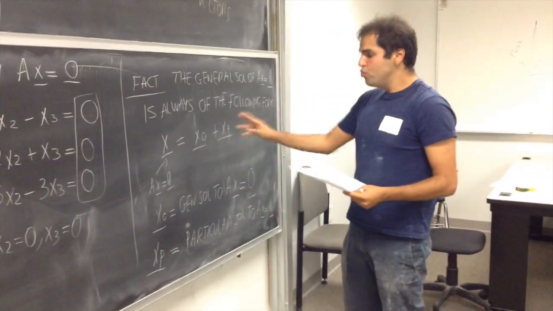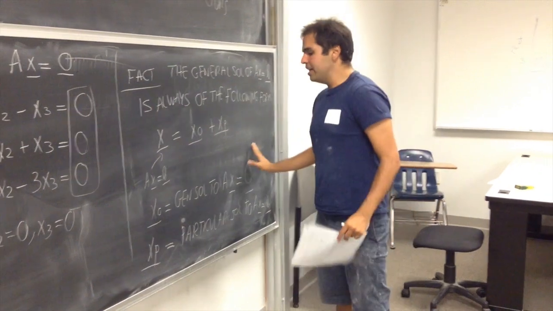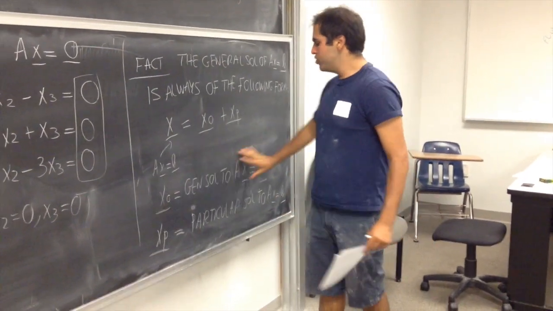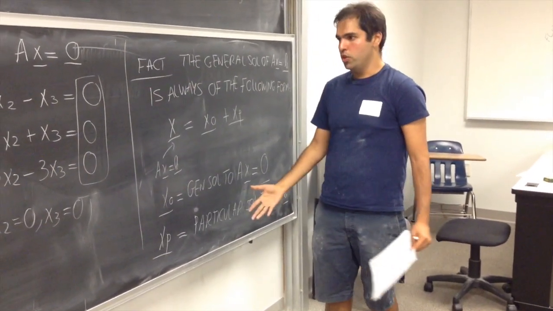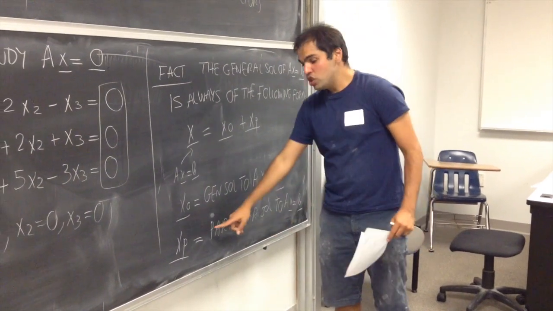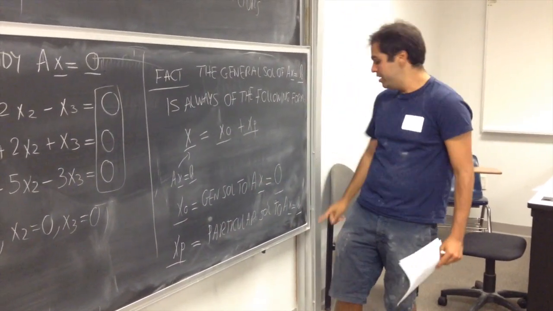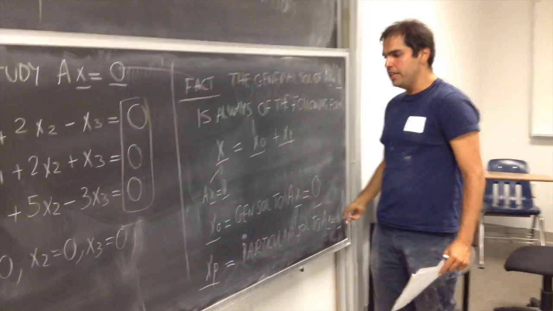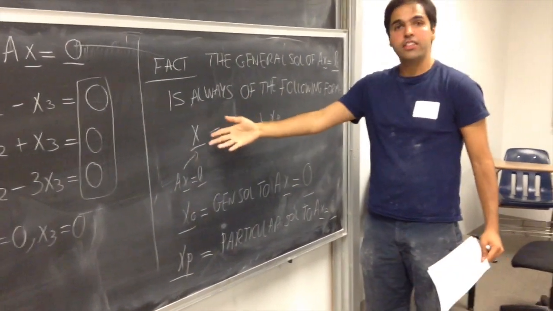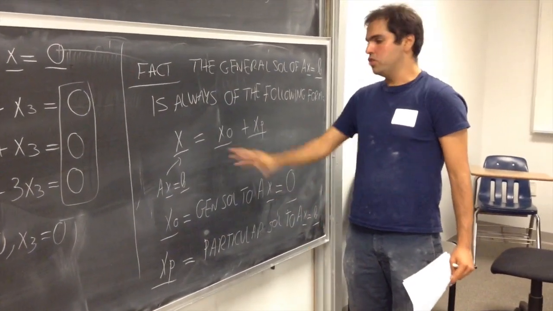So this is really, really cool. What it says is, let's say you solve AX equals 0. You find x, and you just find one solution to AX equals B, then it turns out that you can actually find all the solutions.